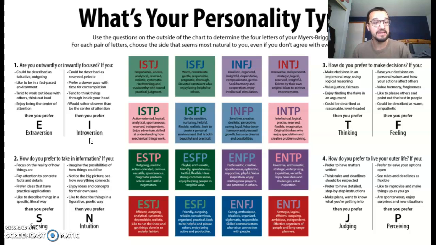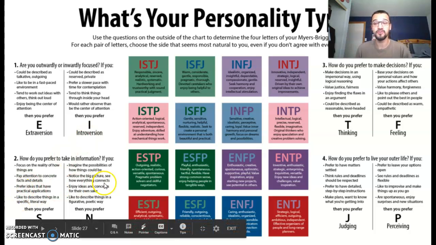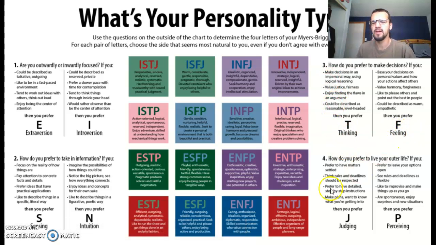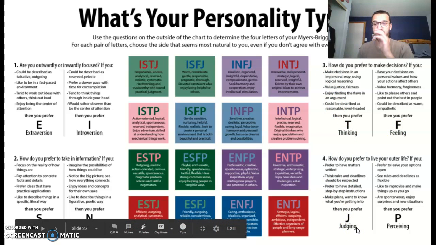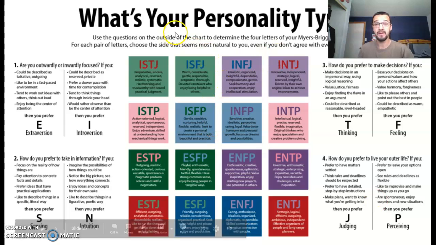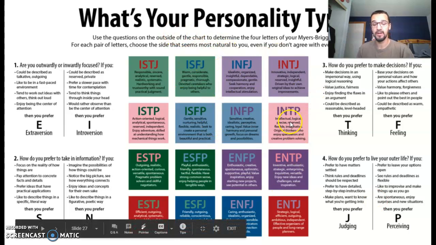How do you prefer to take in information? Are you sensing or do you use intuition? How do you prefer to make decisions? Do you think it through or do you just kind of feel it out? And then how do you prefer to live your outer life? Do you judge or do you perceive? And you can see these are all the different outcomes that you can have based on this personality type. There's 16. I usually end up as an ENTP.